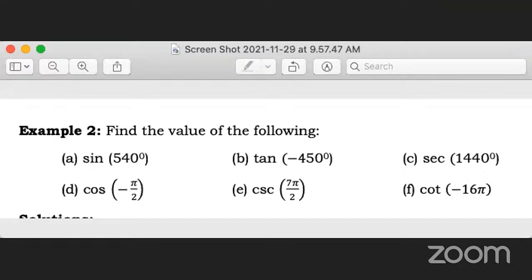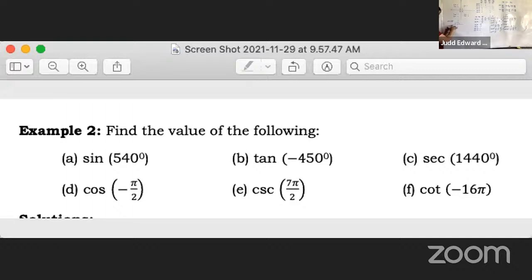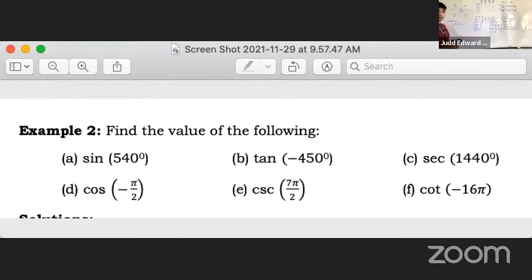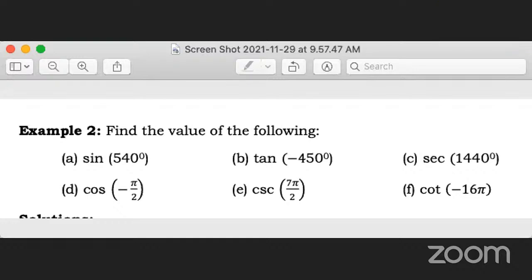Andito siya? Yes or no? Yes po. Meron bang value yung sign dito? Wala po. Therefore, sine 540 degrees is 0. Are we clear? Yes po. Okay. Letter B.